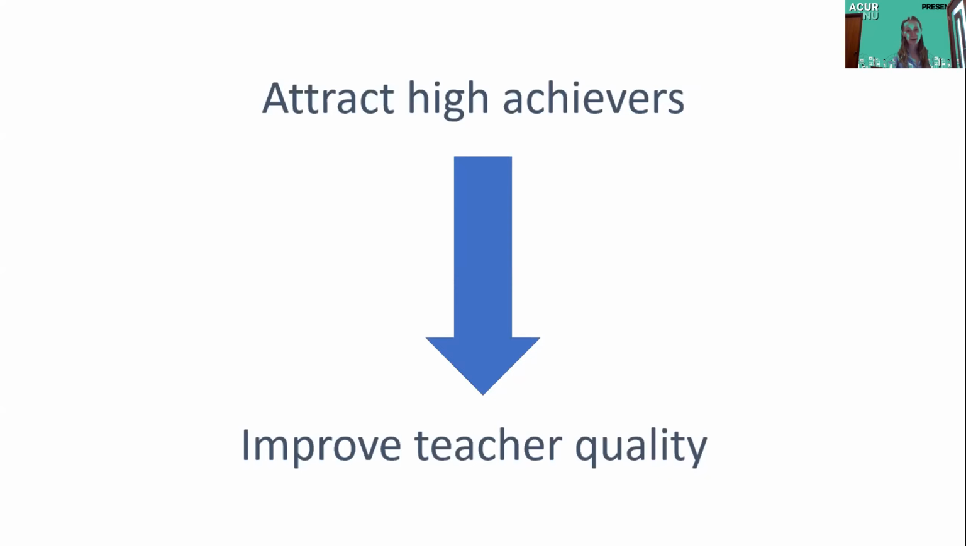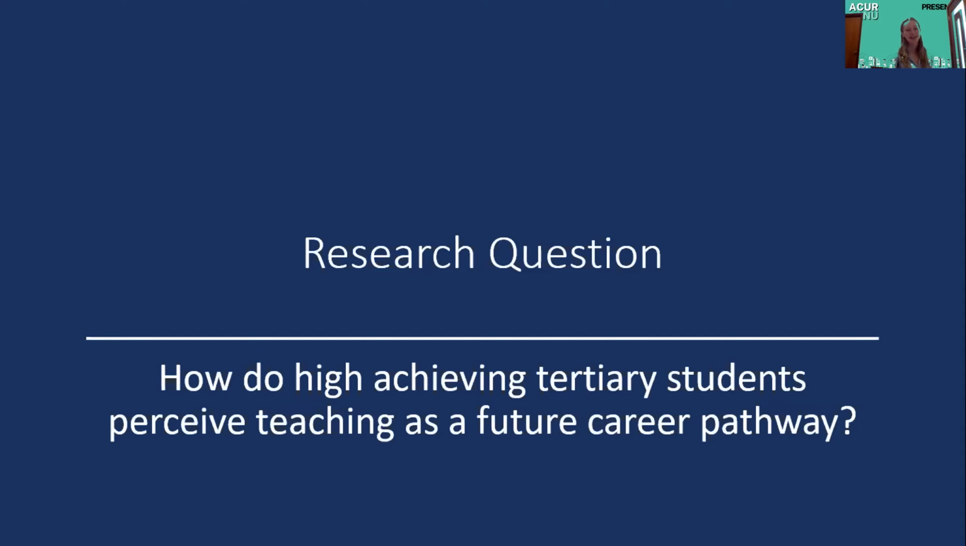Hence that horrible quote, "Those who can't do, teach." So how can we attract these high achievers to the profession? We need to figure out how high achievers actually perceive the teaching profession, because this will allow us to create really effective recruitment strategies. However, there's minimal research existing on the overlap between perceptions of the teaching profession and high achieving people themselves. So that's where my research comes in, looking at how high achieving tertiary students perceive teaching as a potential future profession for them.